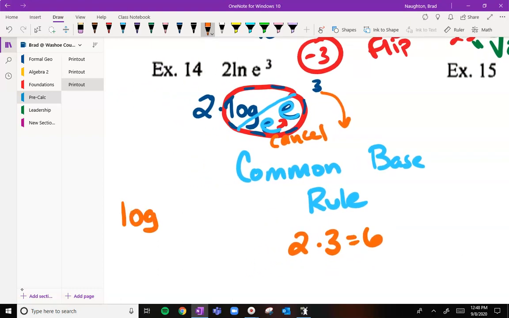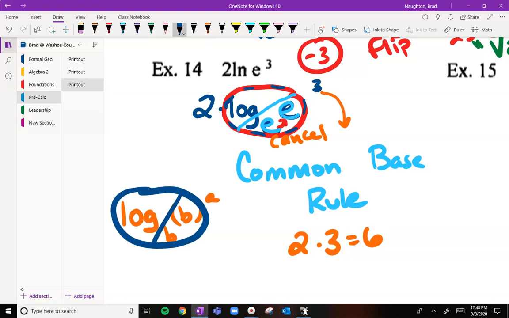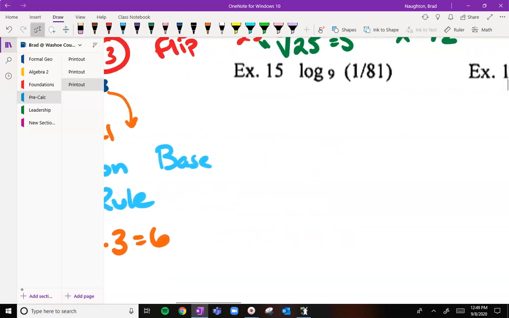So the common base rule is log base b of b to the a. If those are the same, they cancel out, and the exponent drops down. It's really using the rule that I mentioned originally. All right, let's go to this next one.